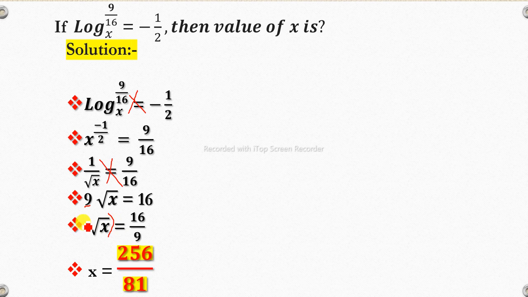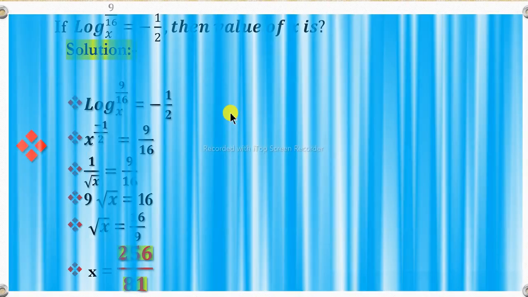To leave x as it is, we can divide this by 1 over 2 or square this. So we multiply both sides by the square root of 2. We get that x is equal to 60 times 60, which is equal to 256 over 81. 9 times 9 is 81. This is the answer for this question. X is 256 over 81. So this is the answer for this question.